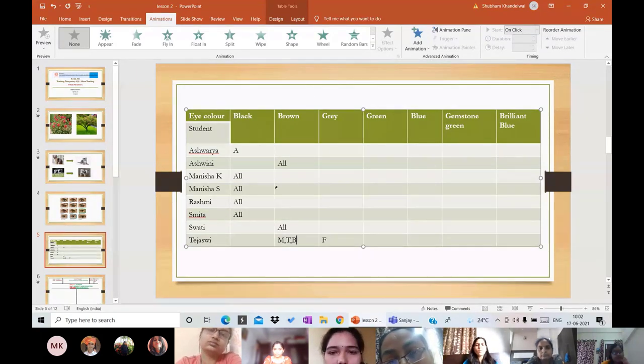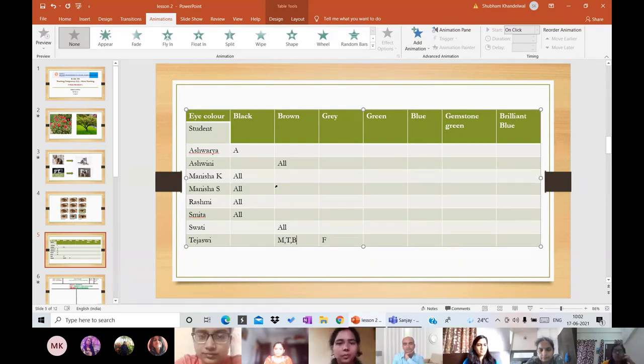Yeah. So, what do you observe from this table? Can you tell me? What do you observe from this table? Yes, raise your hands. Yes, Rashmi? The majority of the population is having black eyes in India. Okay, what else? Brown and gray is prevalent.